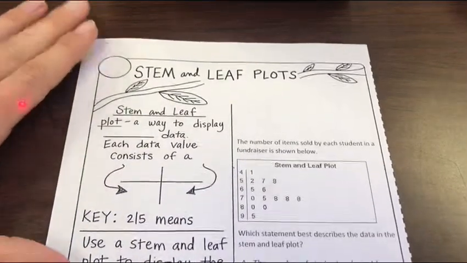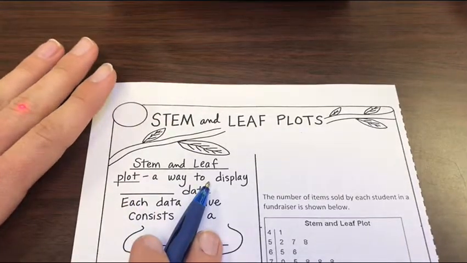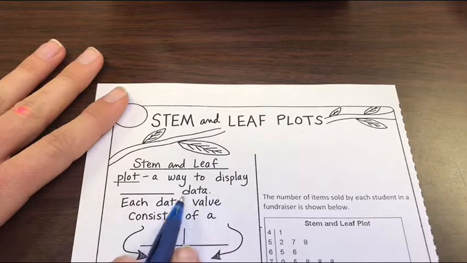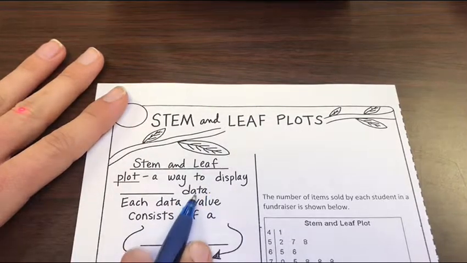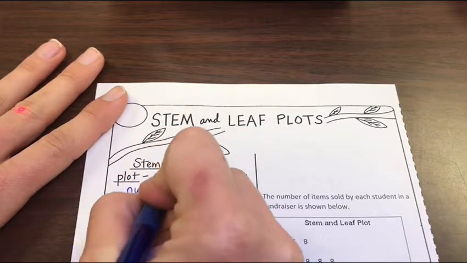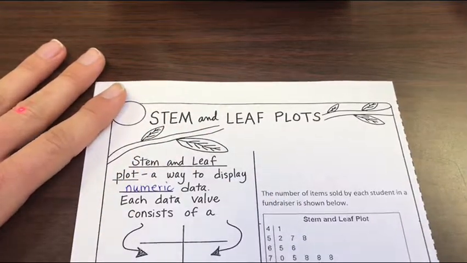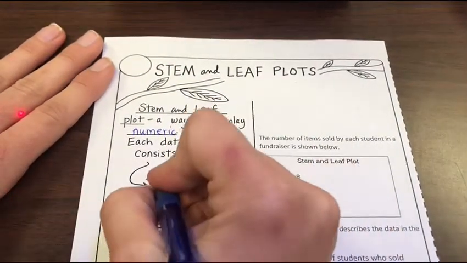Okay, so we're going to start stem and leaf plots. A stem and leaf plot is another way to organize a list of numbers. The data that we are organizing or displaying is going to be numbers, so we call that numeric data. It's almost spelled like numbers, but just a little bit different. This is what a stem and leaf plot looks like.